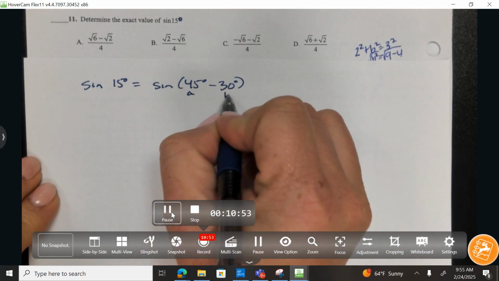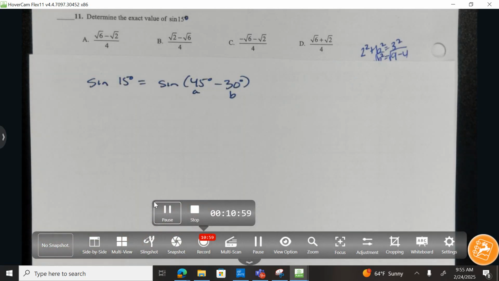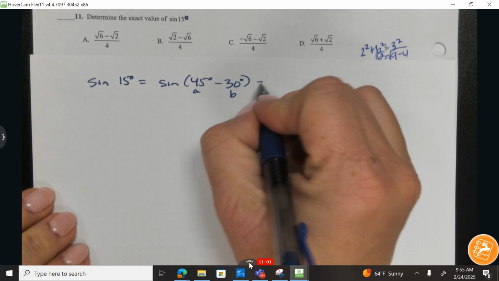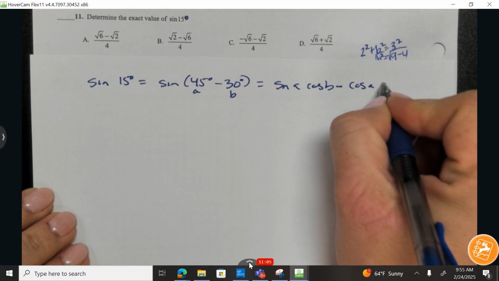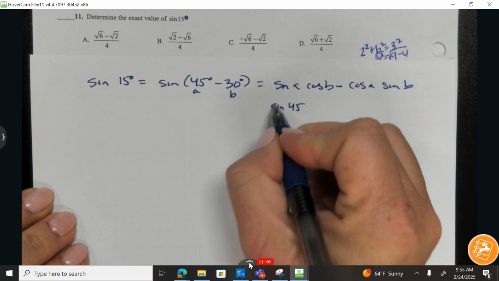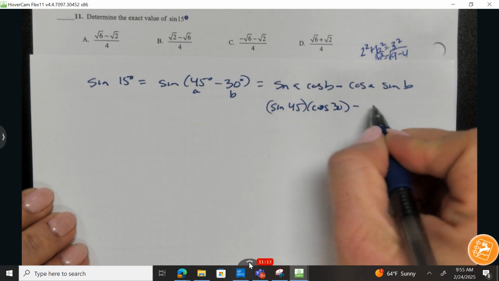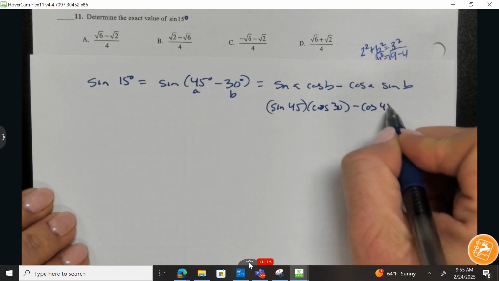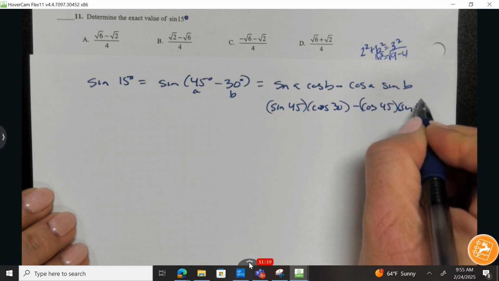Let's call this A, and let's call this B. So I'm subtracting. I'm going to write down this formula. So it is sine A cosine B minus cosine A sine B. Now here's my A. So sine of 45 times the cosine of B, well, B is 30, minus cosine of 45 times the sine of 30.